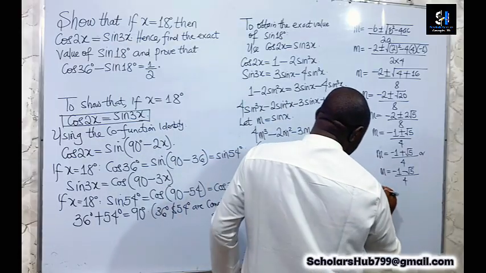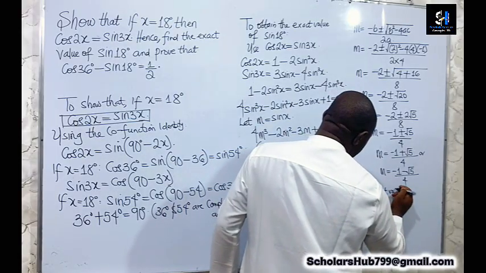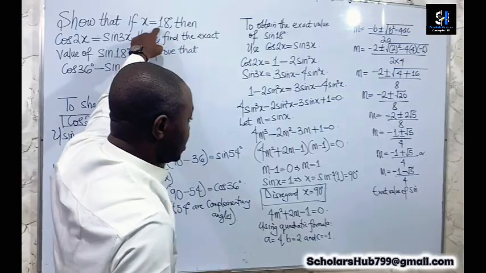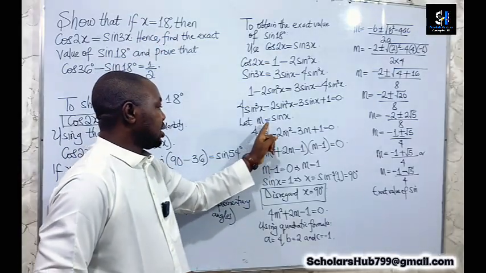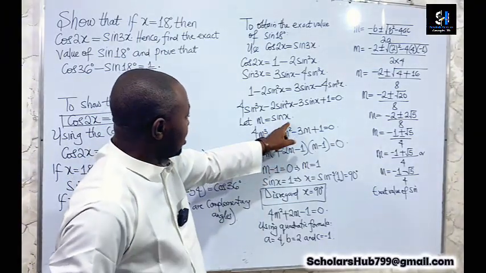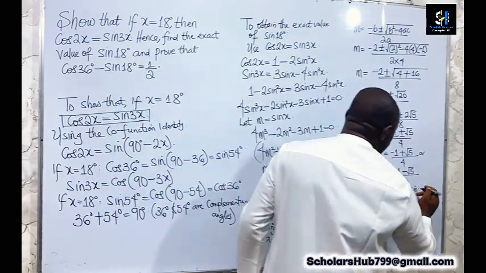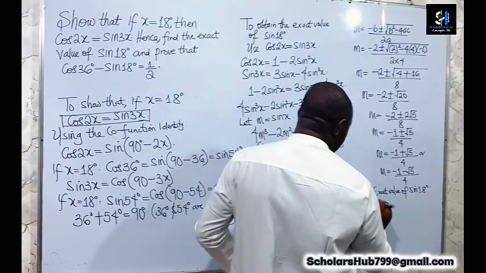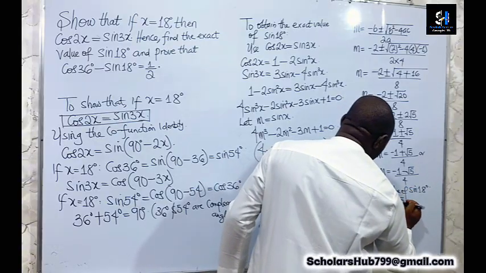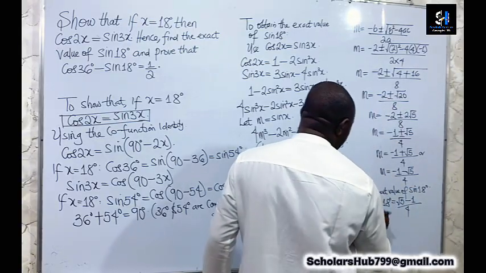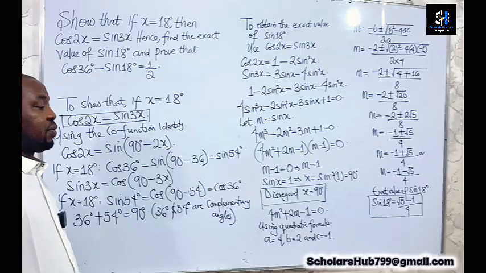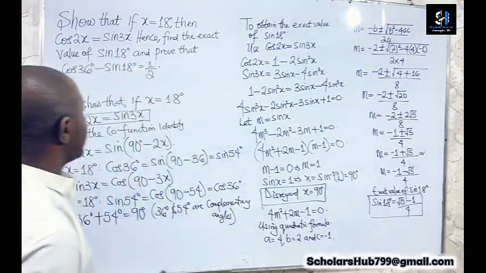Okay, so for the exact value of sine, remember x is what? 18, because I said we have m equals sine x. So it means that sine x will be sine 18 degrees. So for sine 18 degrees, the exact value is root 5 minus 1 over 4. This is the exact value of sine 18 degrees.